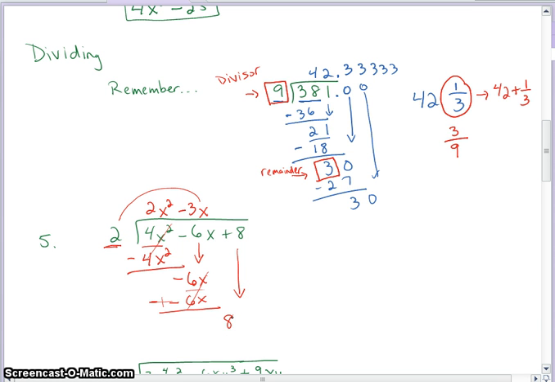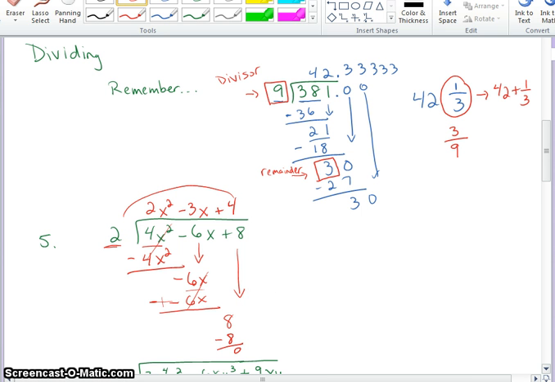So now I have 8. How many times does 2 go into 8? 4 times. So plus 4. Multiply. So I have 8. I subtract, and I get 0. So this time I have no remainder.